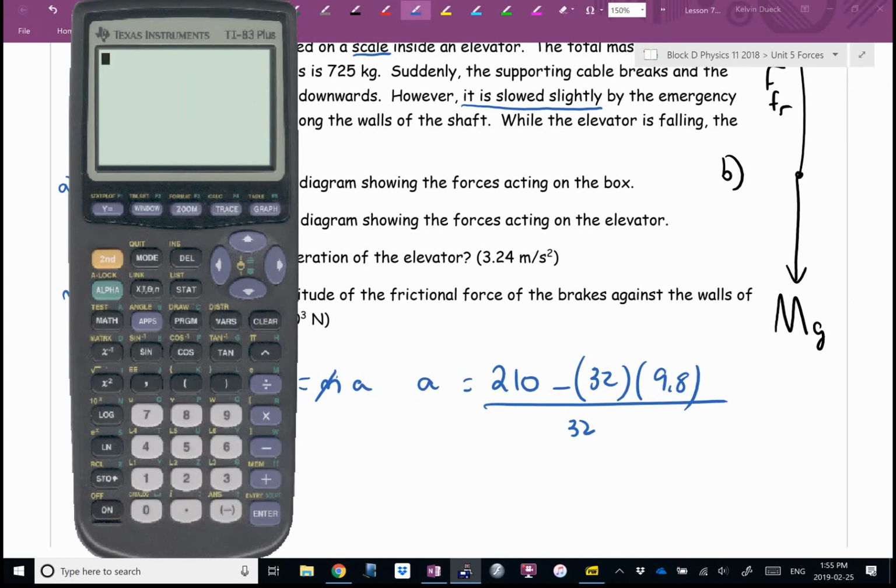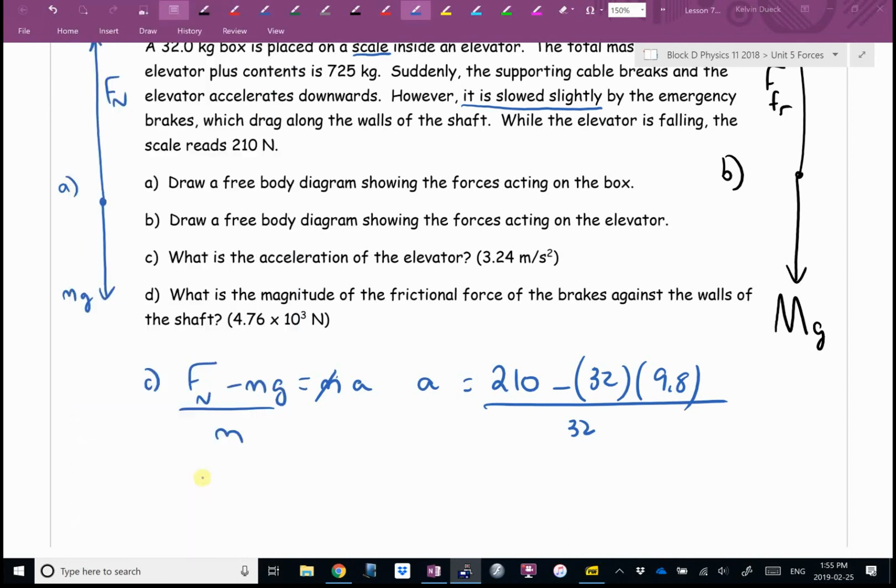Now, I worry we might have the wrong winner here. Let's find out. 210 minus 32 times 9.8 divided by 32. I got a negative acceleration. What does that mean? Even though this box is falling down and it's slowing down, it's still accelerating down. Rowan, I misread this question. When I said it slowed slightly, I thought that meant it was slowing down. I think what they're saying is it's just not accelerating at 9.8.